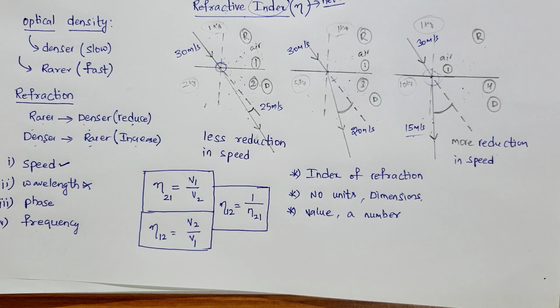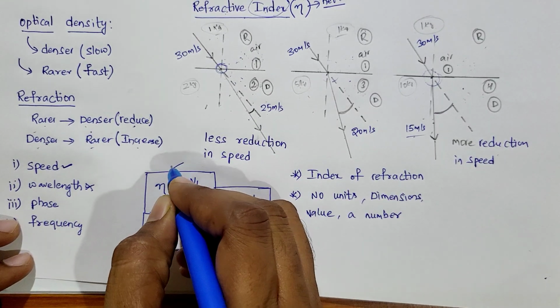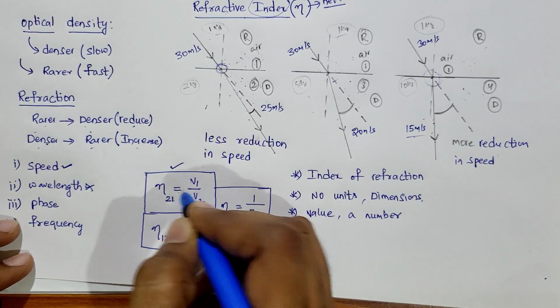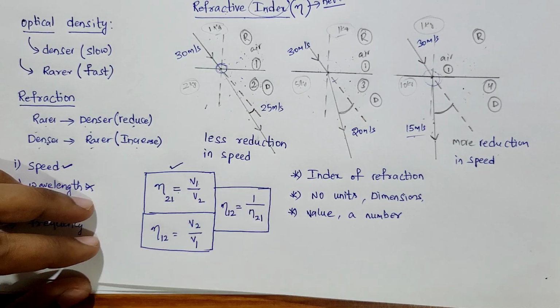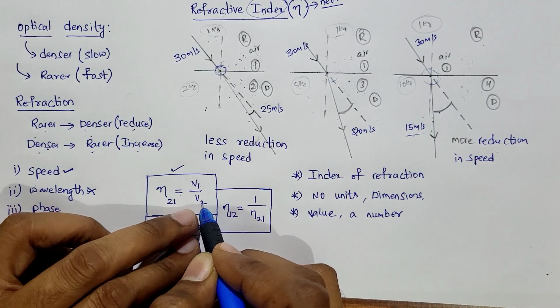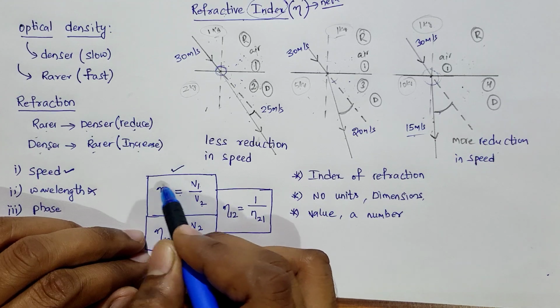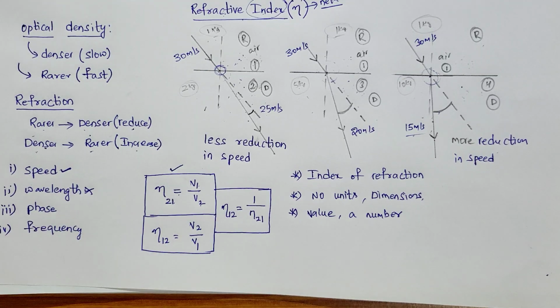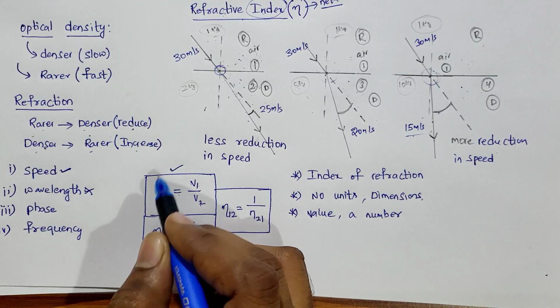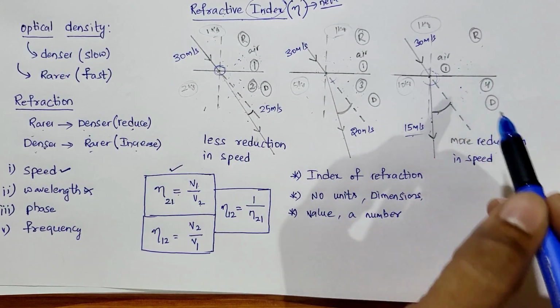After this much explanation, you might have understood all the concepts on refractive index. So finally, this is the formula. The refractive index of the second medium with respect to the first medium is equal to V1 divided by V2. Suppose more reduction happened, which means V2 will be very less and V1 will be high, correct? So this value will be higher. Like that, if the refractive index value is more, then more refraction happened here from rarer to denser.